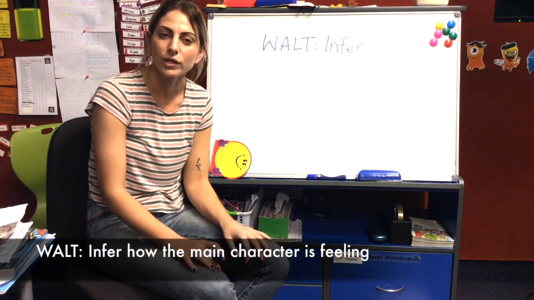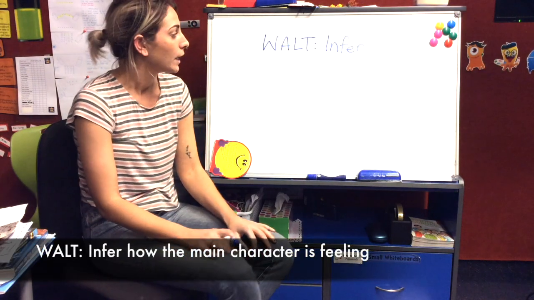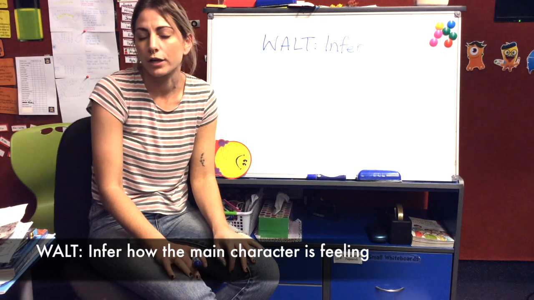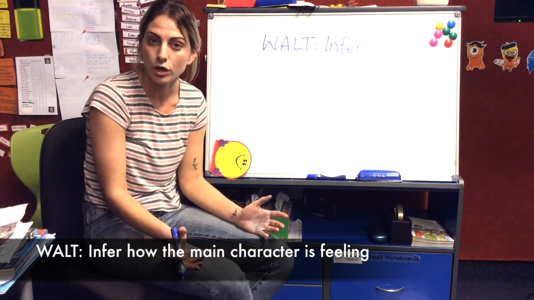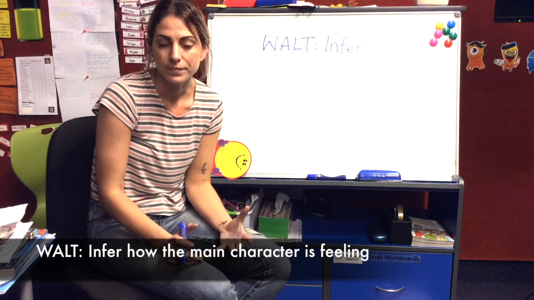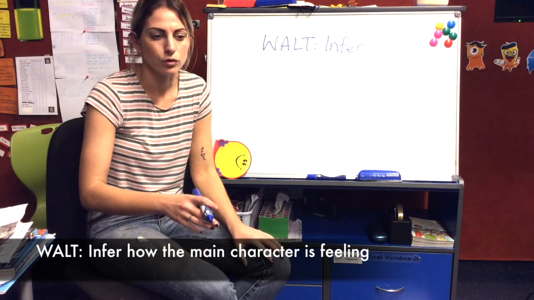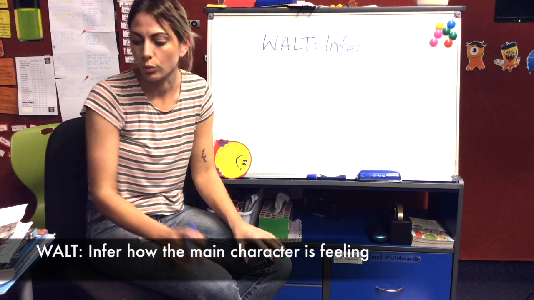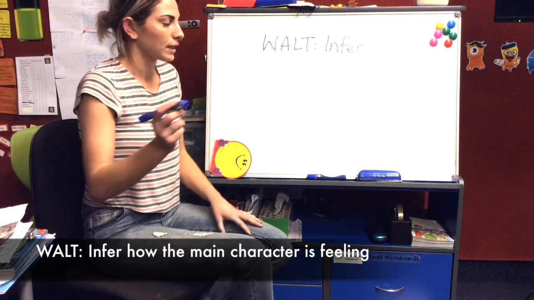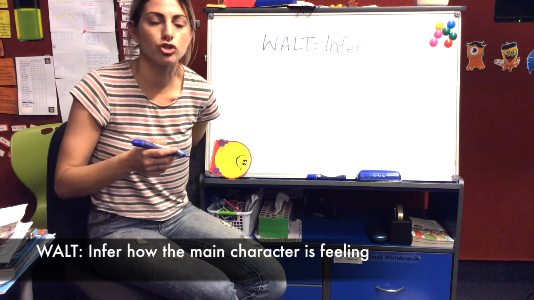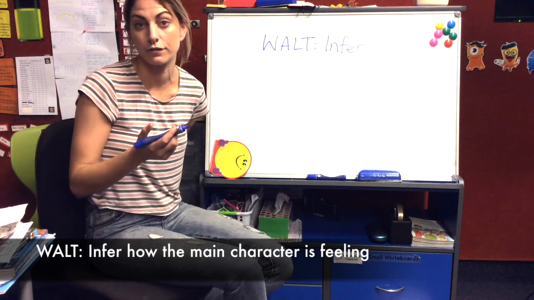So this week we're learning to infer. Infer means like reading between the lines. So when a writer writes a story, sometimes they don't have to tell you in the words, they can just give you clues that help you figure out what they mean. Okay, so we're going to look at an example and we're going to try and see if we can figure out how the character feels.